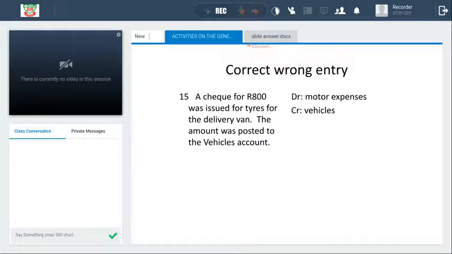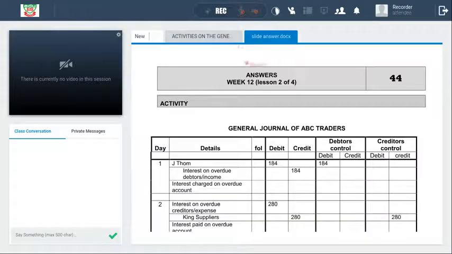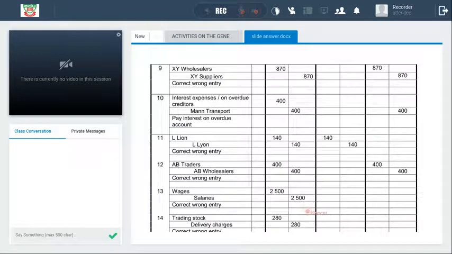So we go now through the answers so that you all know the format of the general journal. So this is how our answer looks like. For you learners, you can scroll through the answers, everything right up to the last transaction. You can scroll through all of them, and then you look at the memo and you mark yourself.